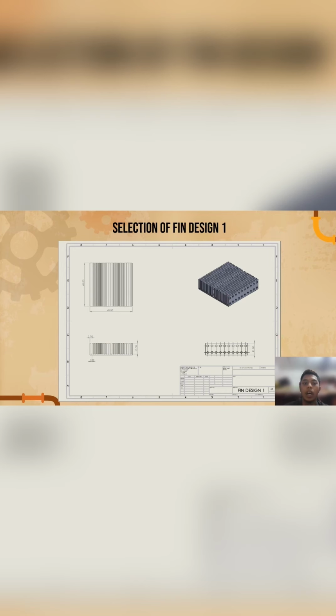So this is our first selection, fin design 1. This is a straight type of fin, but we have upgraded it by punching 20 holes through it. The base is 40 x 40 mm in width. The fin is 10 mm in height from the surface, and the thickness is 1 mm. The hollow is 1 mm wide and 10 mm deep. The diameter of the hole is 2 mm.